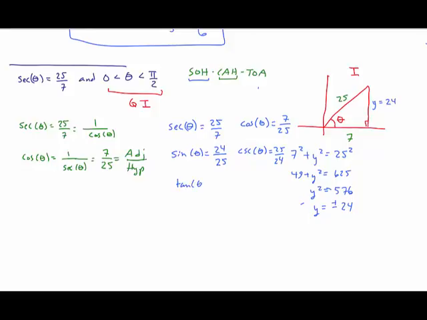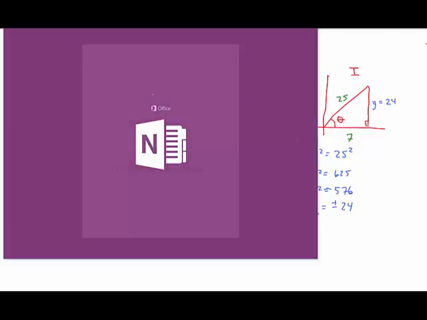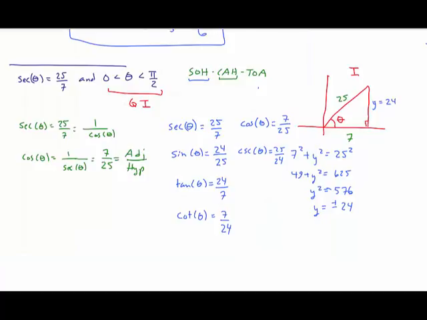Tangent theta, going after that SOHCAHTOA again, tangent is going to be opposite over adjacent. Opposite is 24, adjacent is 7, hypotenuse is 25, so opposite over adjacent would be 24 over 7. And then cotangent of theta would be the reciprocal of tangent, so that's 7 over 24. Now all of these values are positive because I'm in the first quadrant. If I was in the second, third, or fourth quadrant, I might have to make some adjustments with positive and negative signs. So be careful when you're working on these to double check which quadrant you're in.